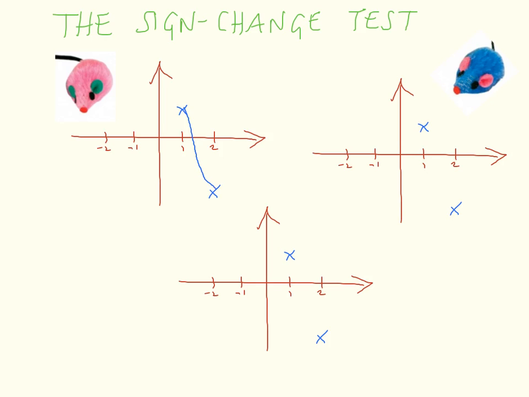Blue Mouse disagrees because the graph could look like this. Purple Mouse also disagrees with Pink Mouse. She says that there could be an asymptote like this, so again, there needn't be a root between 1 and 2. That's good thinking, Pink Mouse, but Purple Mouse is right. You can only be sure of a root if the function is continuous on that interval.